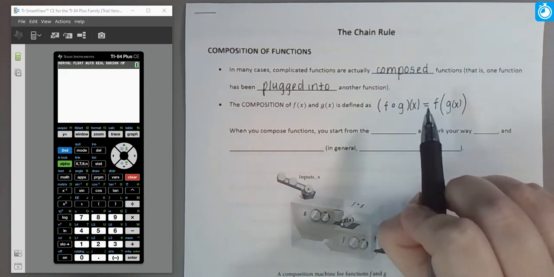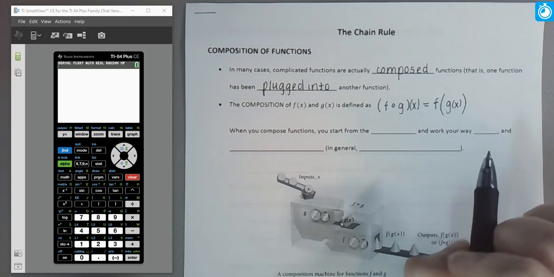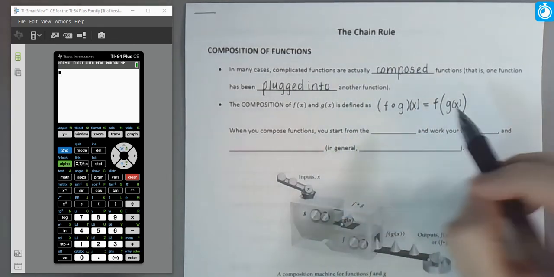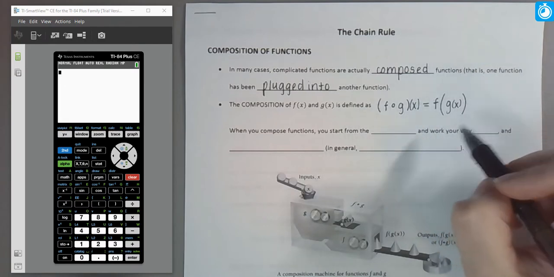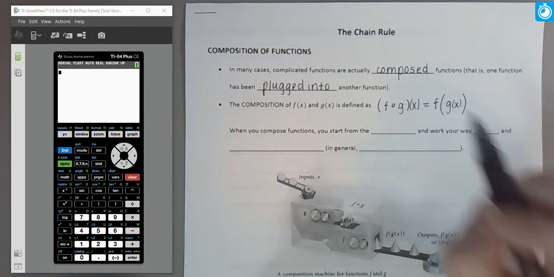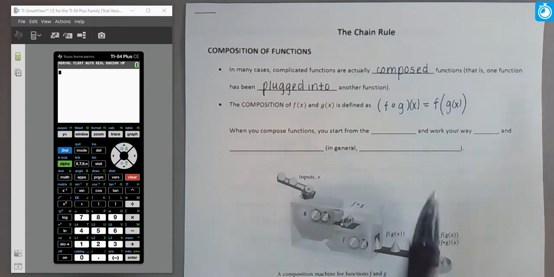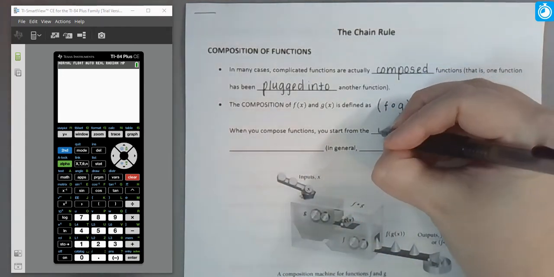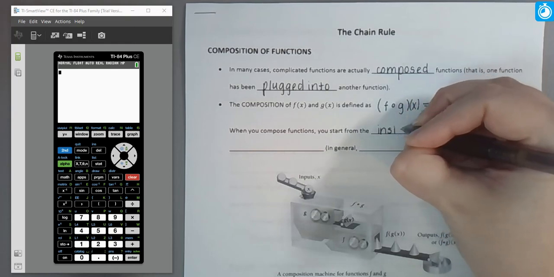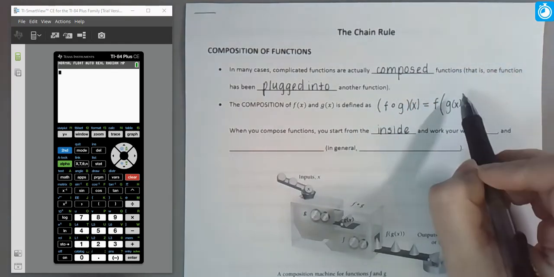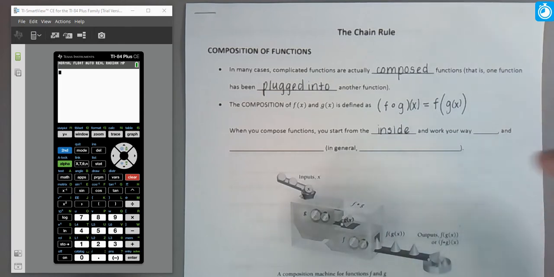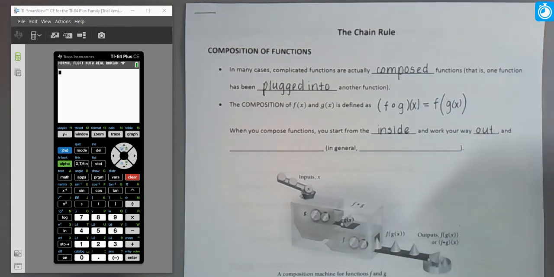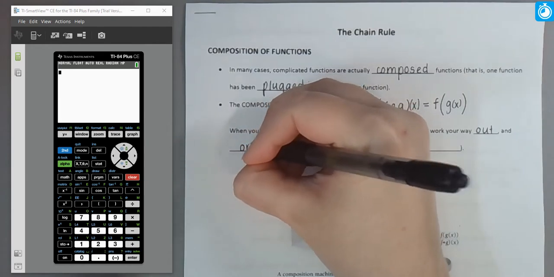So we're going to practice a little bit with composition before we actually look at the derivative rule, the chain rule. The chain rule is going to allow us to differentiate functions that look like this, where we have one function nested inside of another. Now when you compose functions together, typically you want to start from the inside, start with the inner function, in this case g of x, that nested function, and work your way out.